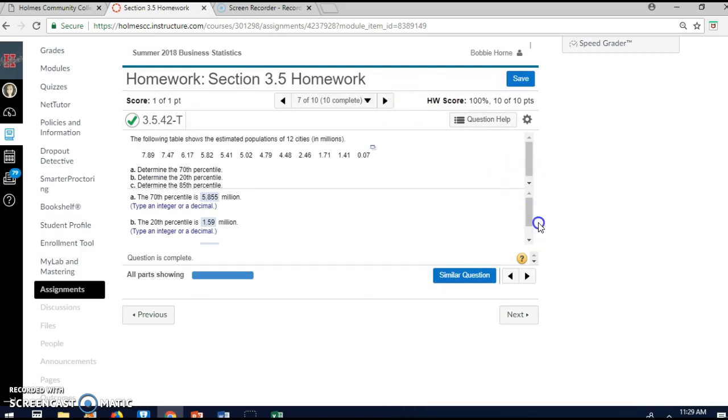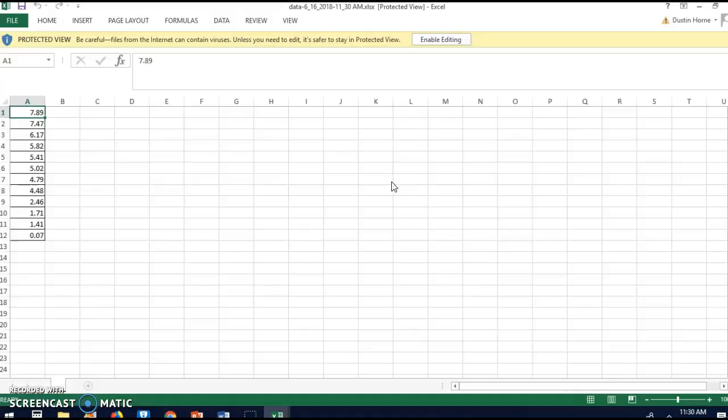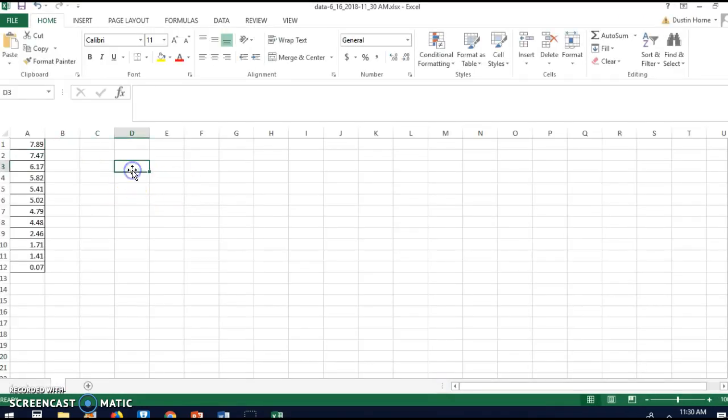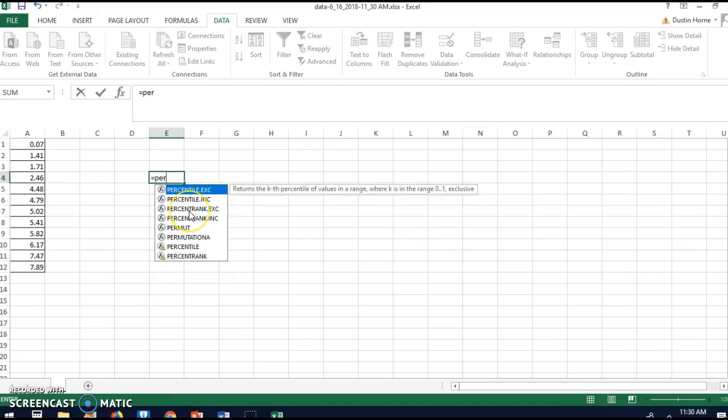Number 7, determine the percentile by looking at these numbers. So you open in Excel, and I can't remember exactly how I did this, but if we want to do the 70th percentile, I would say you always want to arrange it. Let's just try it and see if it works.